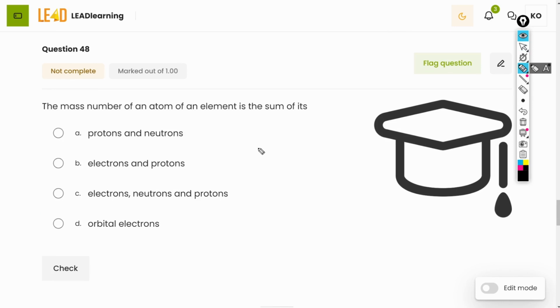Question 48. The mass number of an atom of an element is the sum of its. Now, mass number, also called atomic mass, is represented by the symbol capital A. It is simply equal to the number of protons plus neutrons in the nucleus of an atom. So the mass number of an atom of an element is the sum of its protons and neutrons. So straight up, we pick that as the answer, option A, protons and neutrons.